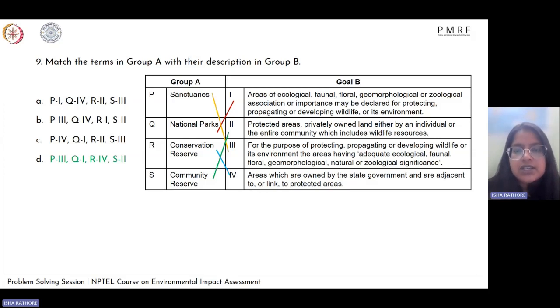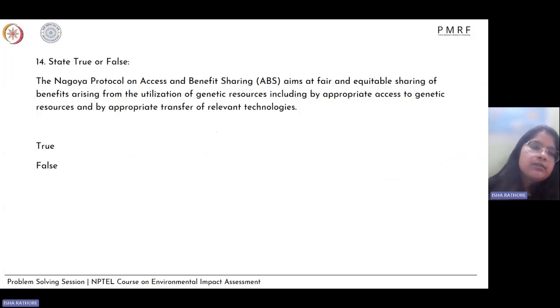Then conservation reserves are areas which are owned by the state government and are adjacent to or linked to protected areas. So R matches with 4. And the community reserve are protected areas, privately owned land either by an individual or the entire community, which includes wildlife resources. So S matches with 2. So the correct answer is D. Moving on to the next question.